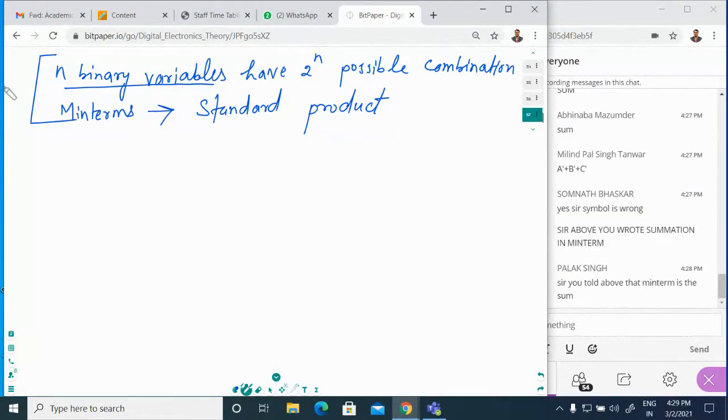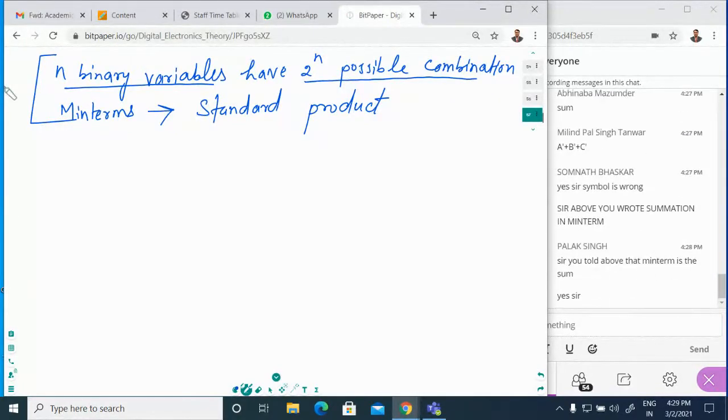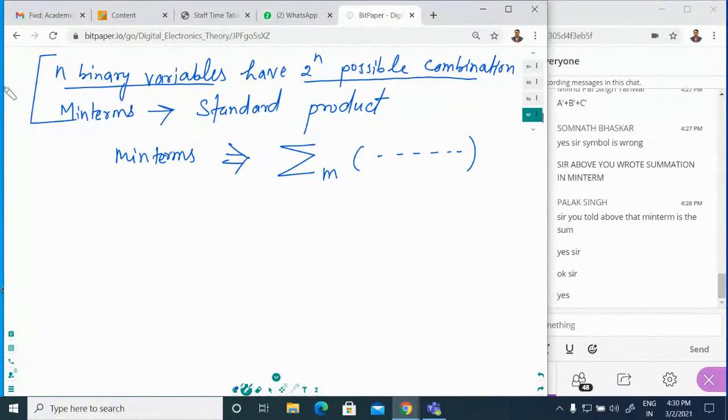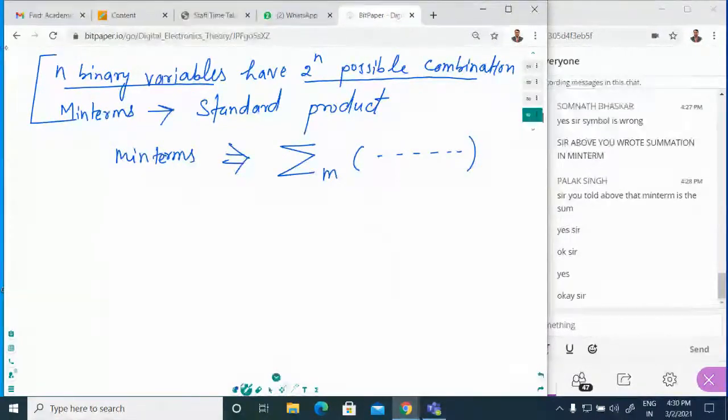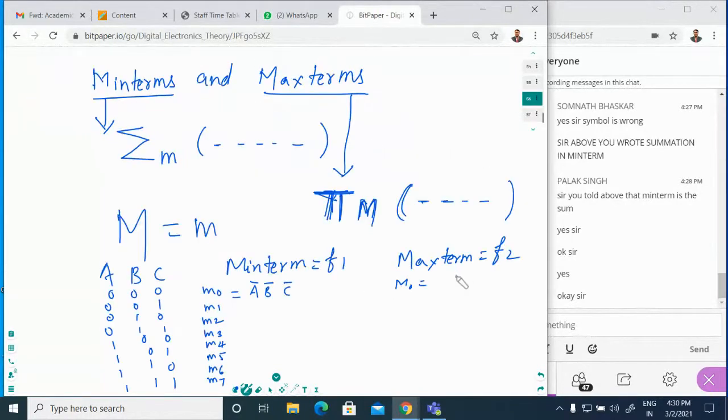Max term is the n binary variables having 2 raised to power n possible combinations, which are called min terms, and they can also be called standard product. And how can you represent those min terms? Min terms can be represented by this summation sign m, then the product of the n variables. So we are using right here all the numbers in the product form. Okay, so this is the formation.